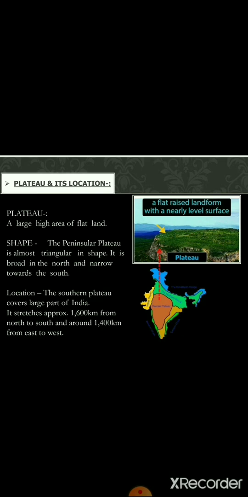The shape of the peninsular plateau is almost triangular. It is broad in the north and narrow towards the south. In the map on the screen, you can see the orange area. The orange shaded area is the Peninsular Plateau. It is located in the south, covers a large part of India, and stretches approximately 1600 kilometers from north to south and around 1400 kilometers from east to west.